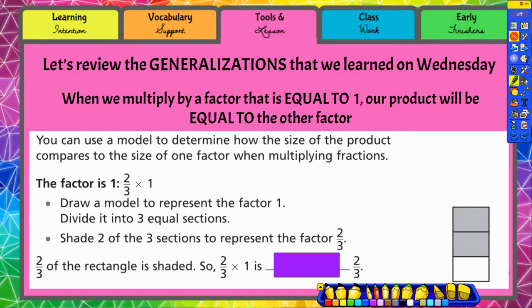Okay, so I have one whole shape right here. There's my 1, and I'm dividing it into 3 equal sections. And if I shade 2 of the sections, 2/3, okay, to represent the factor 2/3. 2/3 of the rectangle is shaded, so 2/3 times 1 is what? Greater than, less than, or equal to 2/3. Okay, when we multiply by 1, our answer is going to be the same as the other factor, because 1 times any number is that number.